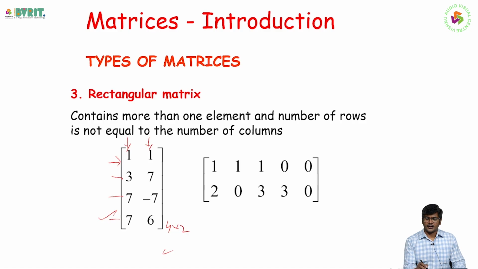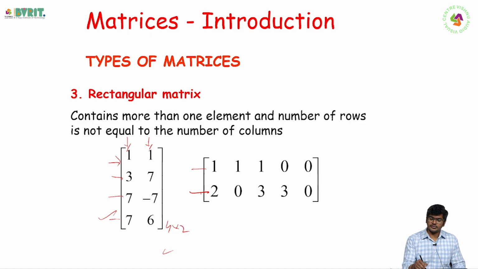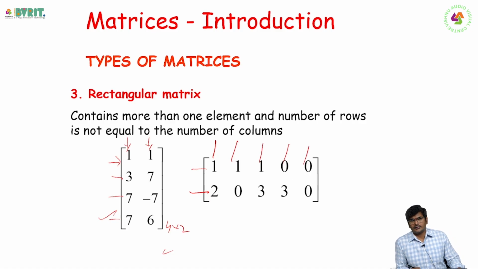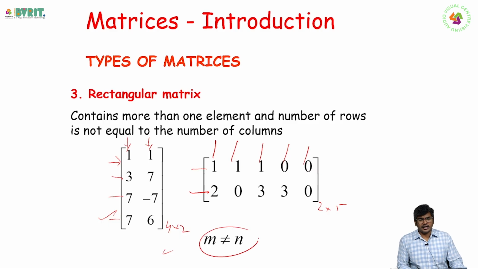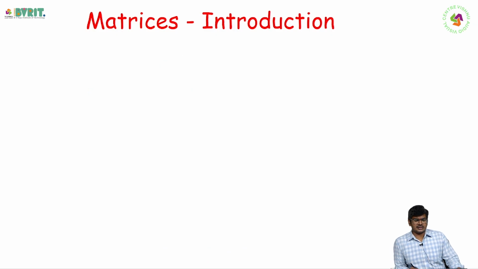Here observe, how many rows? 2 rows. How many columns? 1, 2, 3, 4, 5. Here 5 columns and 2 rows. Therefore, the number of rows is not equal to the number of columns. Therefore, the order is 2 by 5. This is also a rectangular matrix. Here m is not equal to n, where m denotes the number of rows and n denotes the number of columns. These are not equal. That type of matrix is called the rectangular matrix.